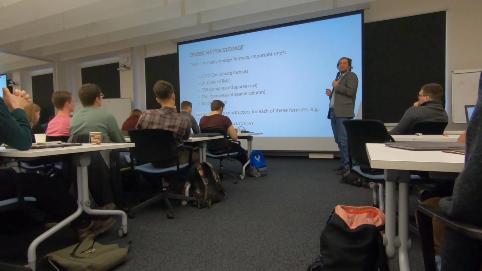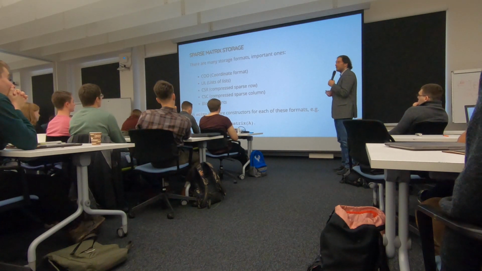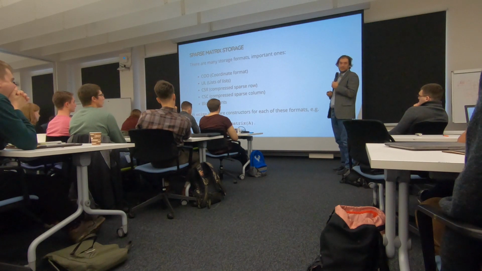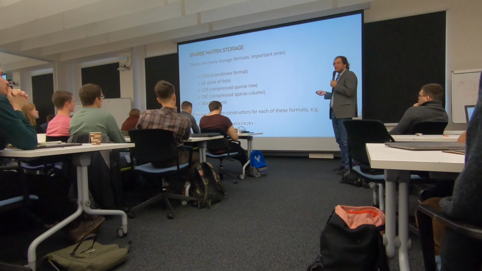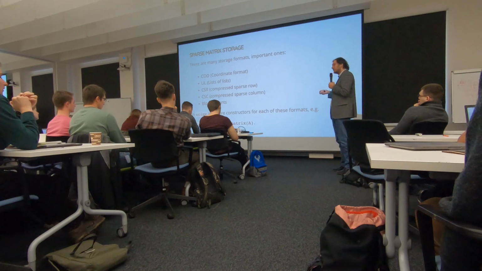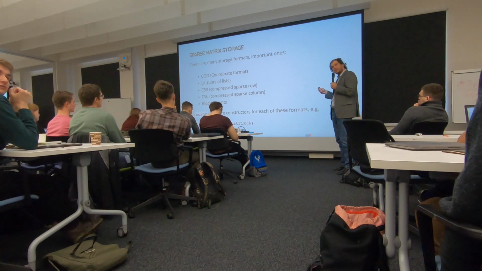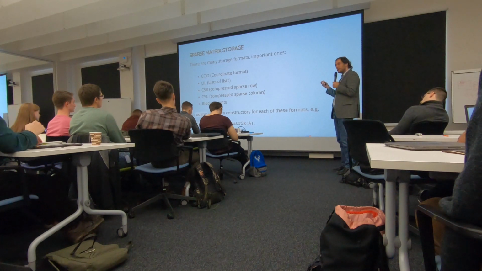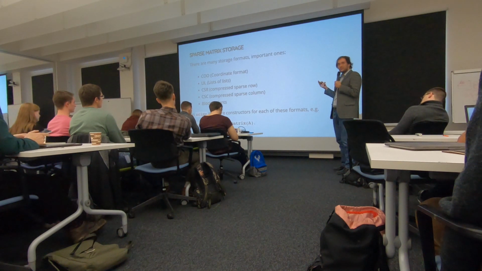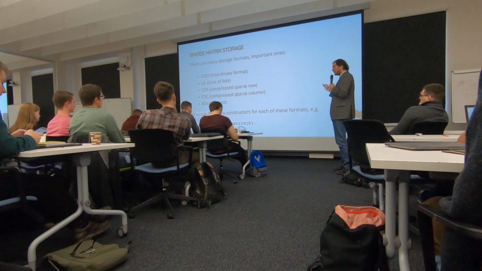So first is the so-called COO. They have strange names again from previous years. Coordinate format. So what's the coordinate format? It's very natural. This is a sparse matrix. It has zeros and non-zeros. It has very few non-zeros. So we say in position 2, 3, we have this element. So we store three arrays: two integer arrays of coordinates, and one array of values.